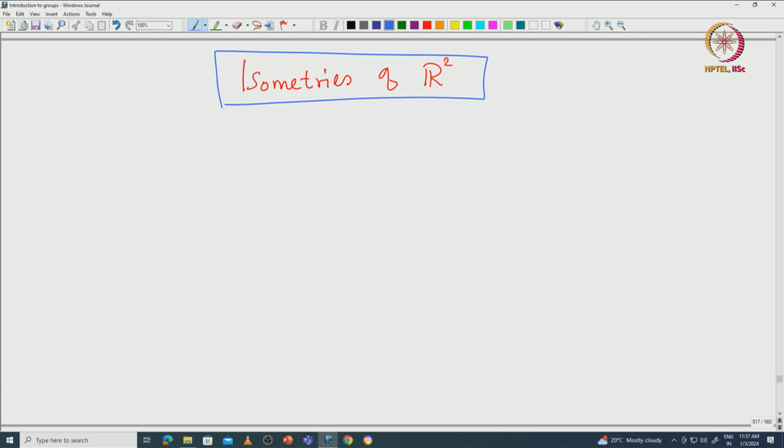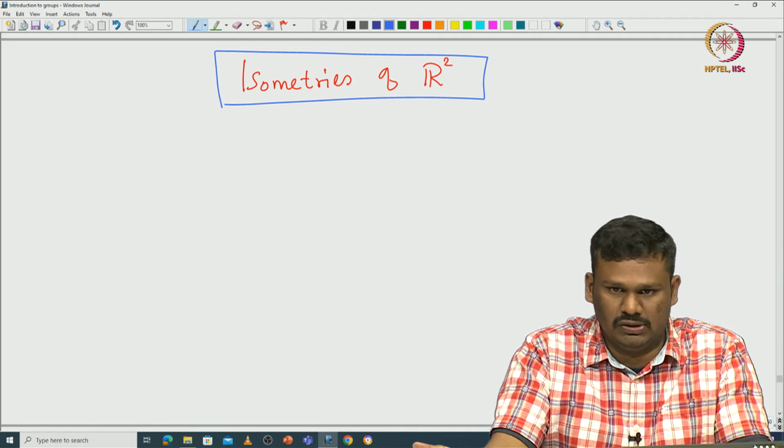Welcome back everyone. In this lecture we will continue to study the isometries of R2. As I said in the previous lecture, any given isometry can be obtained by composing two particular types of isometries. First you take a translation, and then you take another isometry that is fixing the origin. So using these two types of isometries you can get any other isometry.